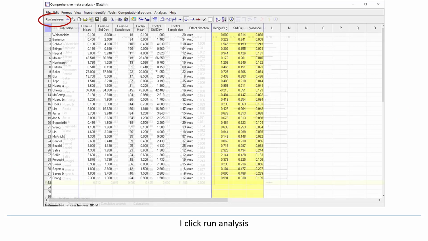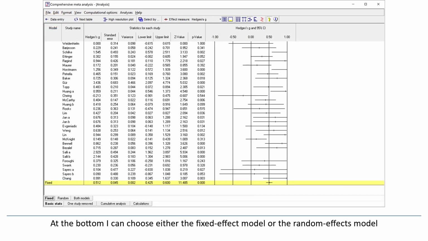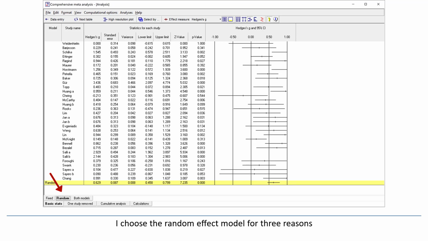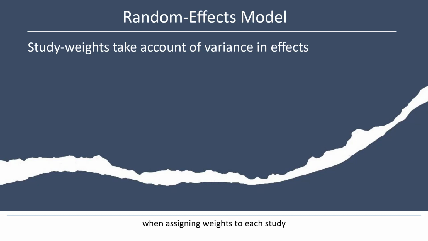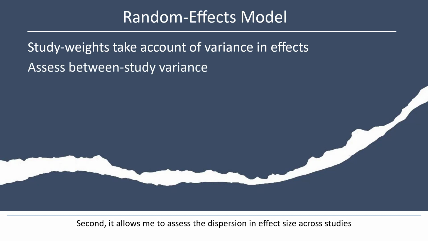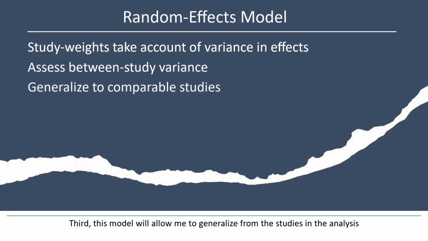I click Run Analysis. At the bottom of this screen, I can choose either the fixed effect model or the random effects model. I choose the random effects model for 3 reasons. First, it allows me to take account of the study-to-study variance when assigning weights to each study. Second, it allows me to assess the dispersion in effect size across studies. And third, this model will allow me to generalize from the studies in the analysis to the universe of comparable studies, which is what I intend to do.